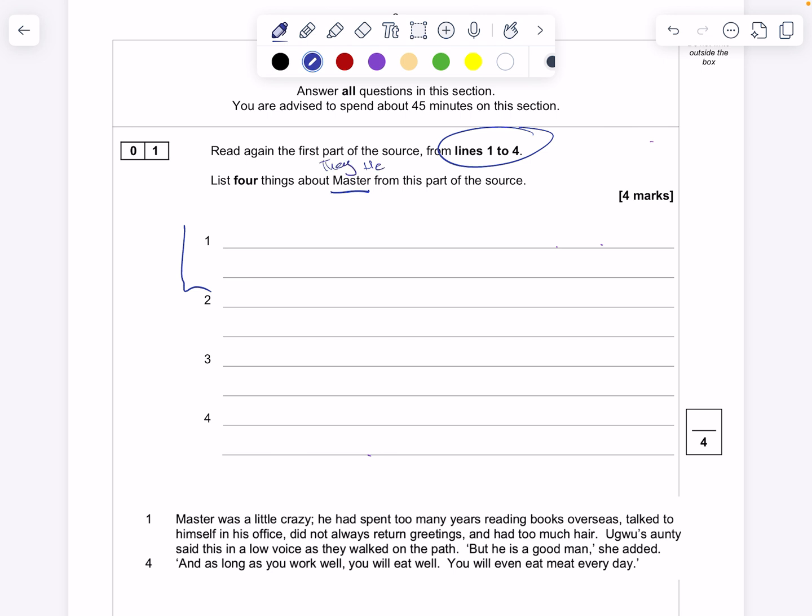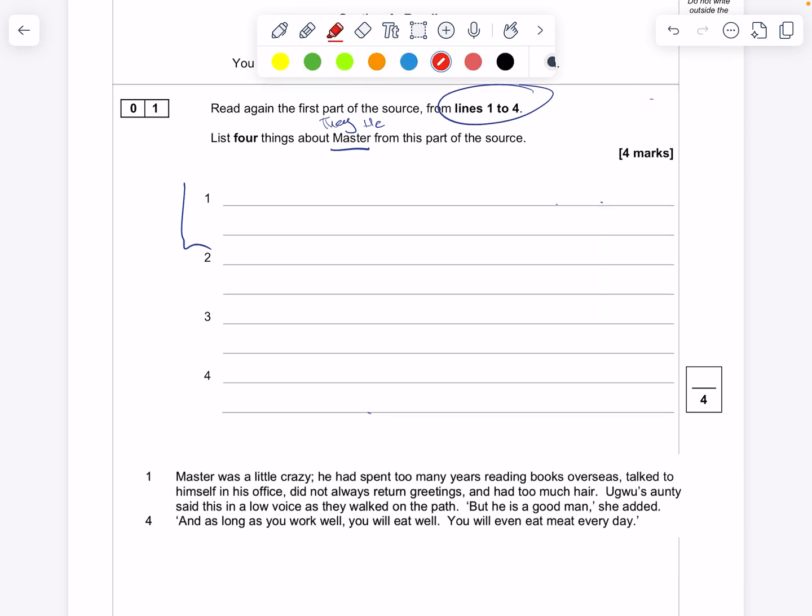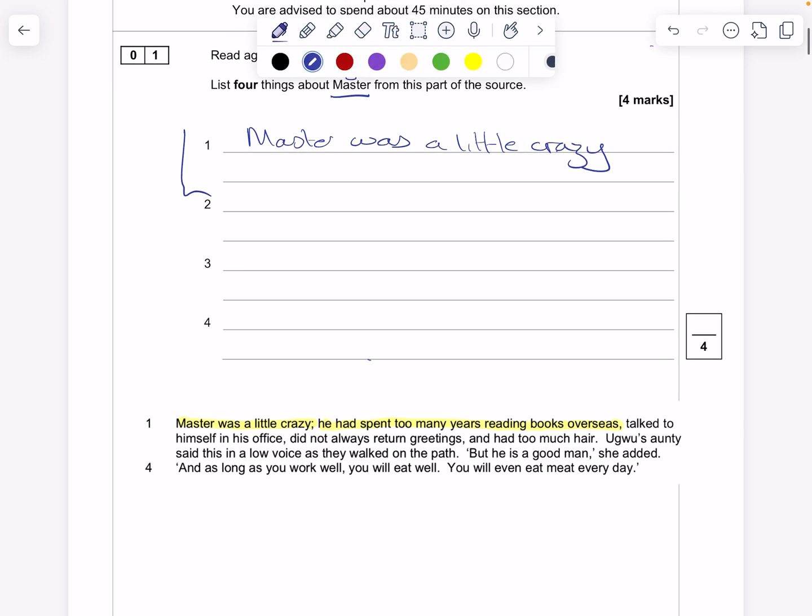So let's look at 4 correct answers. When you look at your insert, the first part you will notice is the first actual bit says master was a little crazy. So that there would be your answer. You copy it down. Master was a little crazy. Once you have got your first answer, then move on to your second answer. As you continue reading the source, he had spent too many years reading books overseas. Now make sure you take all of the relevant information, and that word overseas is actually important because it suggests that he has got thinking belonging to other countries, other cultures, which is different to his own country.